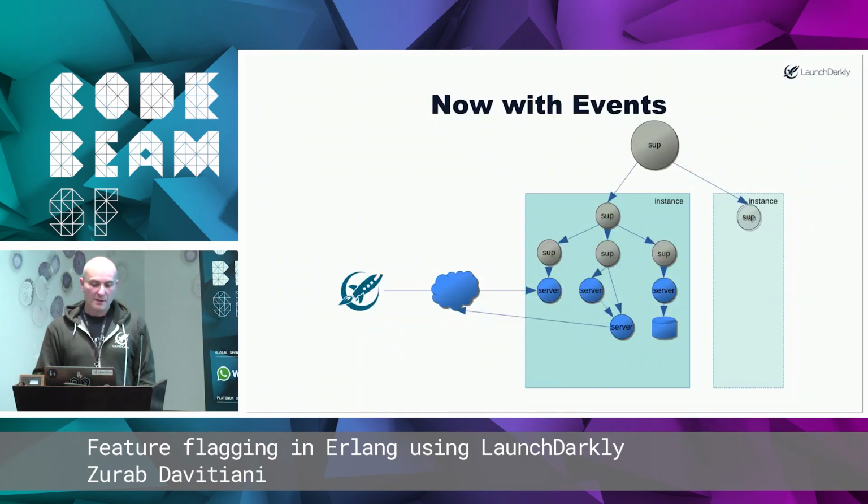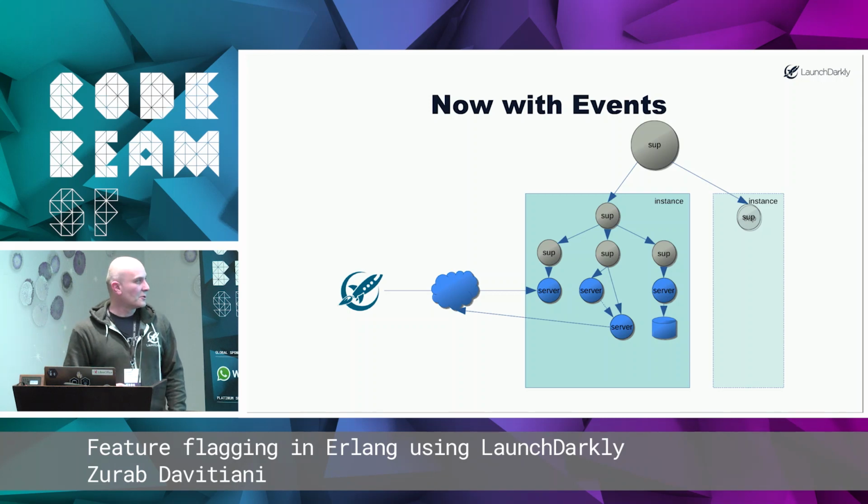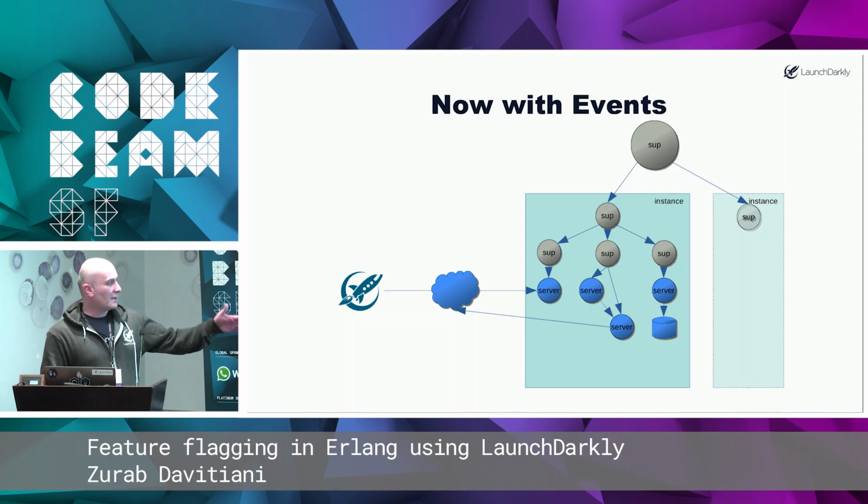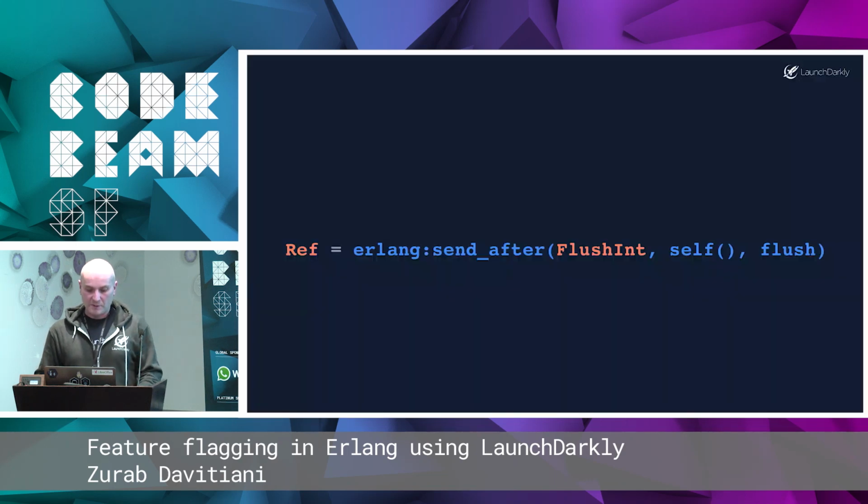So now the application structure looks like this with the events. You'll notice in the middle, I added another supervision subtree where we have an event server and then an event dispatcher that would dispatch the events to LaunchDarkly every 30 seconds or whatever the configured interval. And this is accomplished using send_after and sending our future selves a flash message.